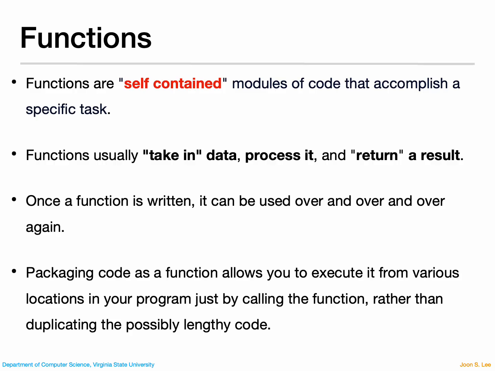A function is a self-contained block of code that performs a specific task. You can think of it as a reusable tool. Once you define it, you can use it again and again without rewriting the same code. Functions usually take in data, do some processing with it, and then return a result. This structure makes programs easier to organize and maintain.